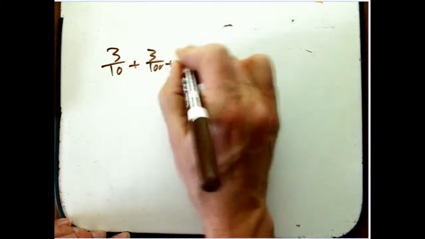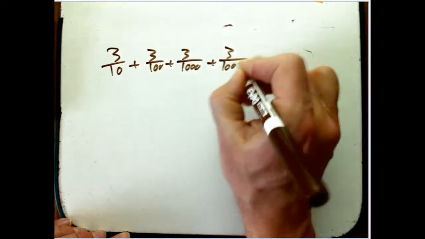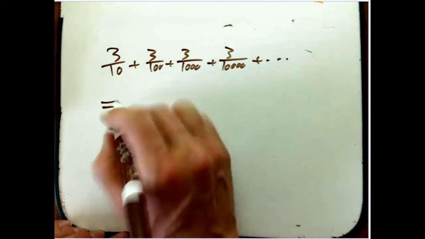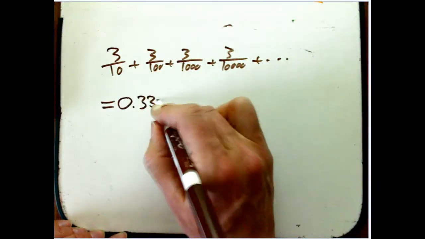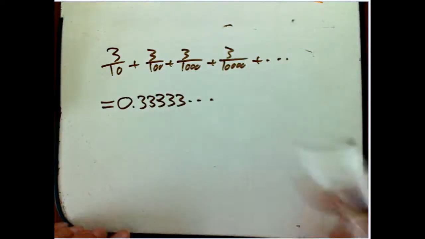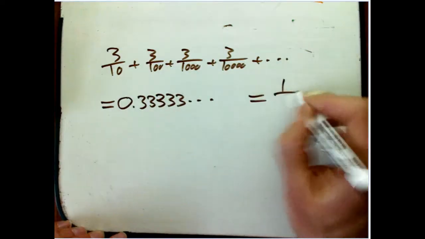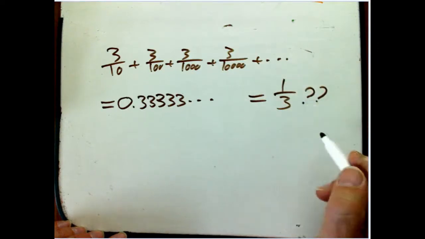Let's do another one that I really like to do. 3/10 plus 3/100 plus 3/1000 plus 3/10,000 plus. I picked this one specifically because it's incredibly easy to write the decimal. That's 0.3, plus another 3, plus another 3, plus another 3. Oh, this is exactly a repeating decimal. Now, we've been told for a long time that that should equal 1/3. But it's something you should be really suspicious of.